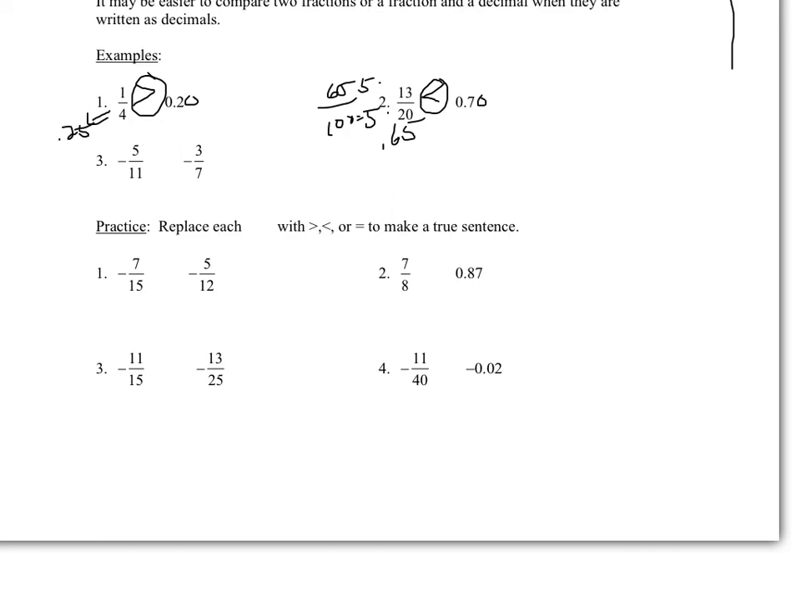But when I have both of these as fractions, to me it's easier to use that cross product. So here I'm going to have 7 times 5 would be, now we've got both negatives, so I'm going to do a negative 35. And then 11 times 3 would be a negative 33. So that would be a less than, because negative 35 would be less than negative 33.